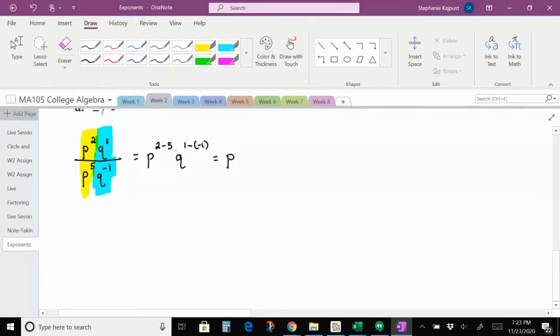So our exponent on p, 2 minus 5, is -3. And then the exponent on q, 1 minus -1, that's the same as doing 1 plus 1, so that becomes 2.